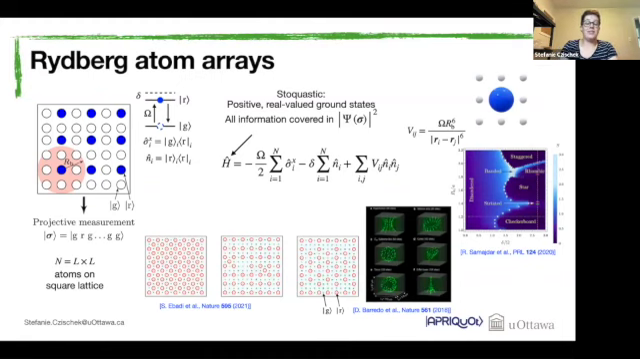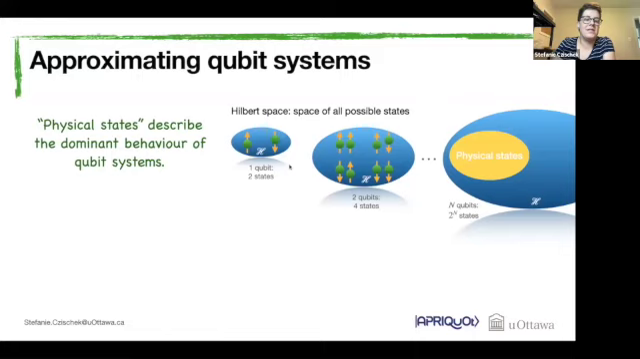Okay, so this is the qubit system that we want to look at. And now I said, okay, we want to use the transformer and find a numerical representation of the ground states of these Rydberg atom arrays. And so the basic question is, how do we do this? Like, how can we approximately describe qubit systems? First of all, why do we need to approximately describe them?